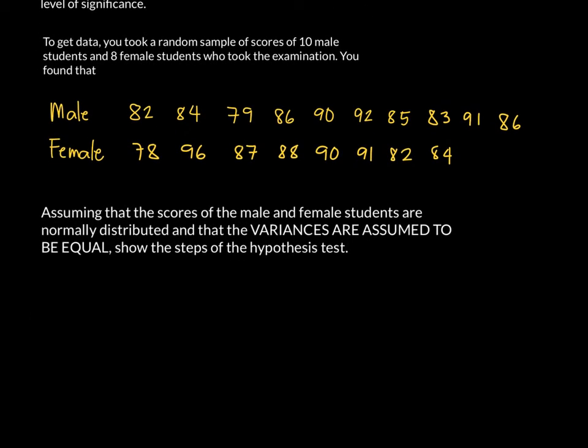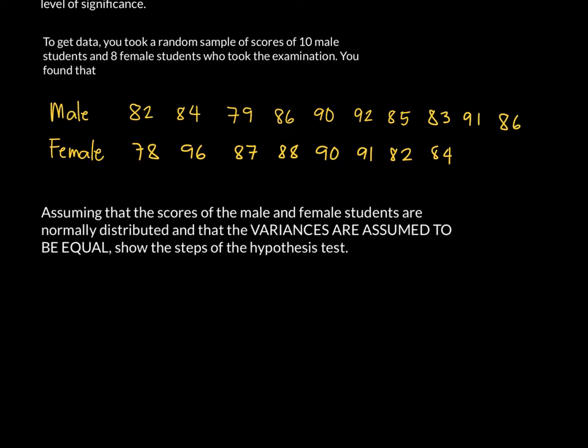Now, assuming that the scores of the male and female students are normally distributed and that the variances are assumed to be equal, what will be the steps, or show the steps of this hypothesis test? Okay, so we already know that these two groups are independent. The male students and the female students, their groups are independent, so the condition is satisfied. The sample sizes are small because for the male students we only have 10 and for the female students we only have 8. So both sizes are less than 30.